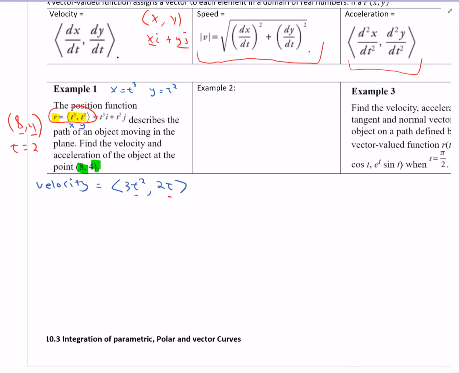And so the velocity at time 2 is just going to be 3 times 4, which is 12, and 2 times 2, which is 4, right? That's the velocity. Then it also wants the acceleration. The acceleration is the next derivative, right? It's just the derivative of this piece, 6t, and the derivative of that piece, 2. And again, it's going to be at t equals 2. You just plug in 2, and you're going to get 12, 2.